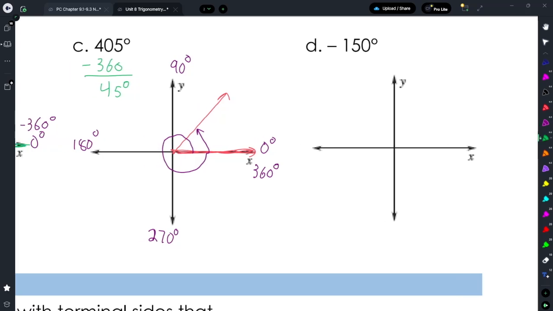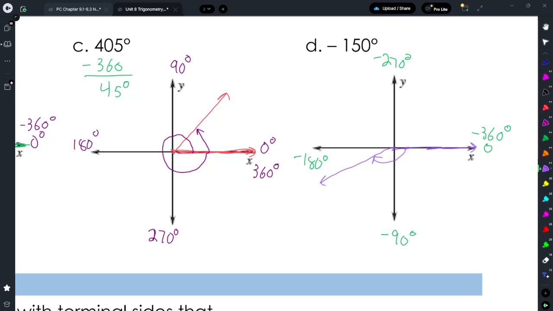Then negative 150, so 0, negative 90, negative 180 degrees, negative 270 degrees, and negative 360 degrees. Now it's going to be not as much of a rotation as negative 180, but pretty close. So if here's my initial side, my terminal side could be about there. And that will be my rotation. So we're going to get good at estimating where these angles are.